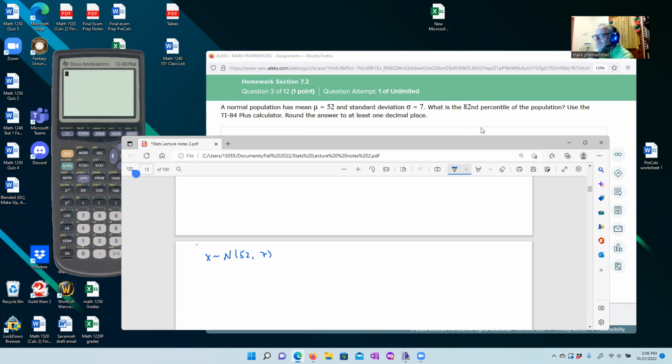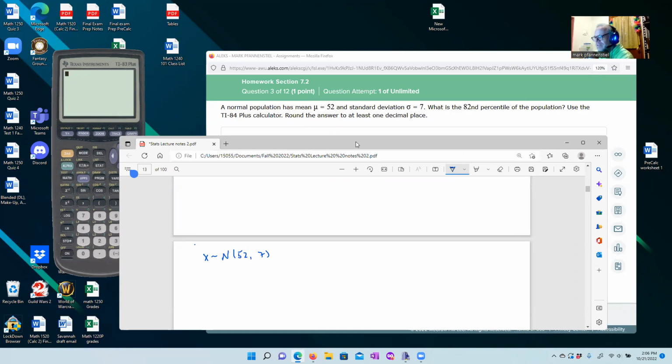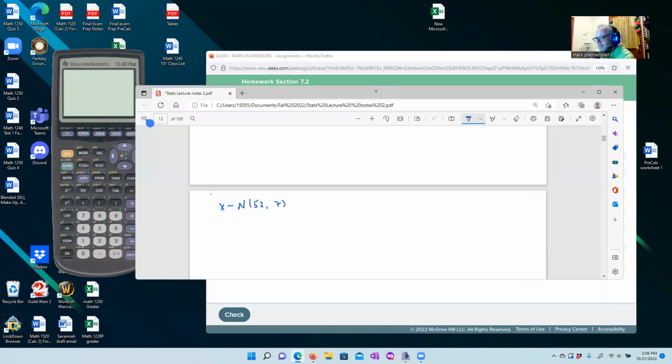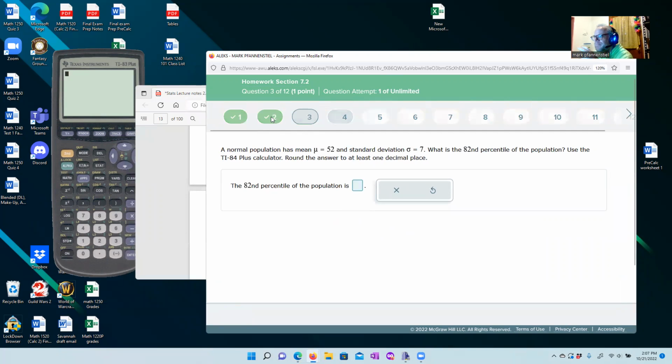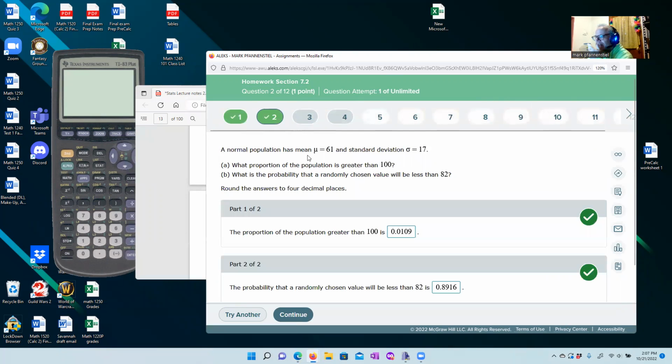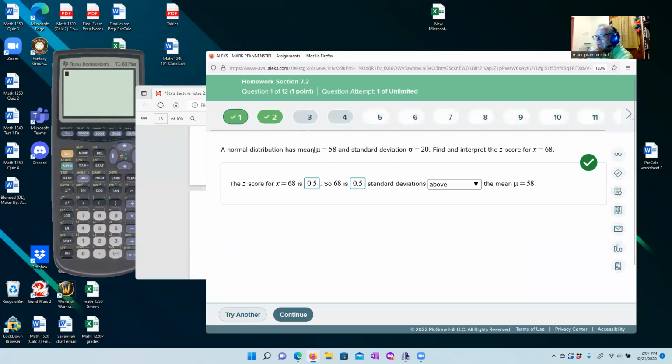Anyone know what is the 82nd percentile of this probability? What is X for the 82nd percentile? So drawing it, this is what this is going to look like. Notice in the first two problems, let's go backwards by two just to check, they give us X is, and then what's the probability that X is greater than 100? The next one is, X is 68. What is the probability that it's above 58?